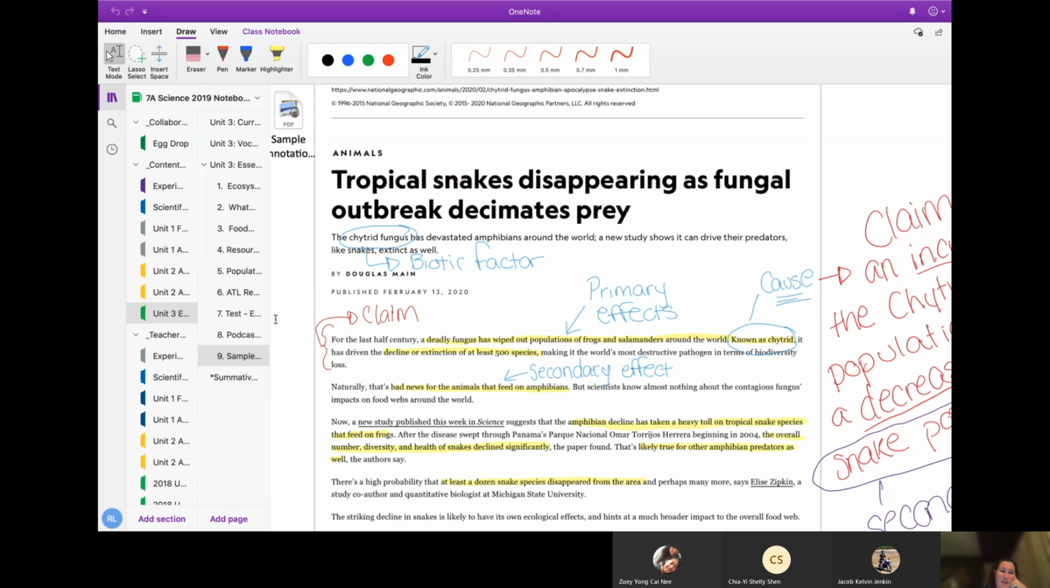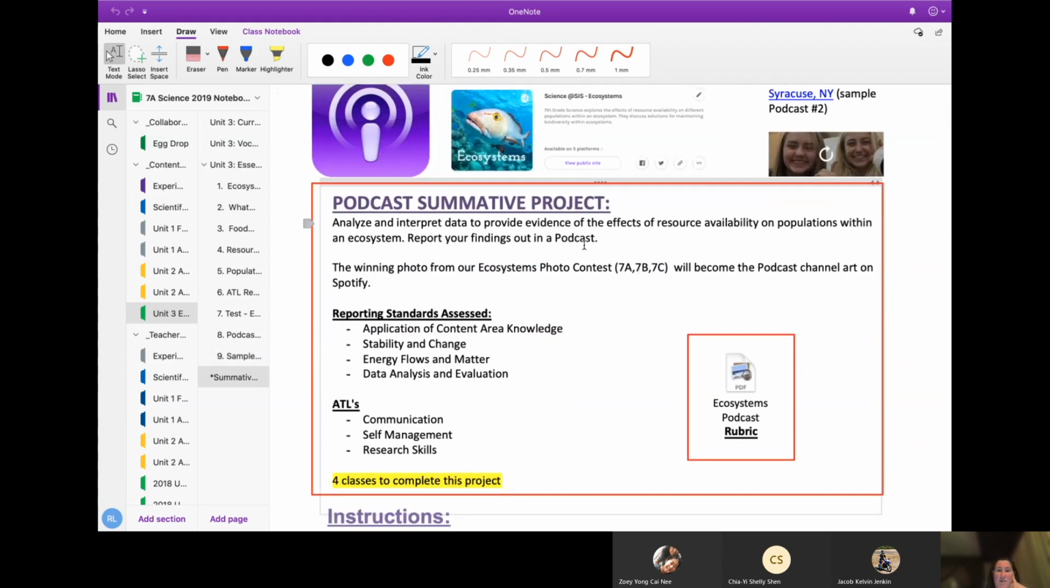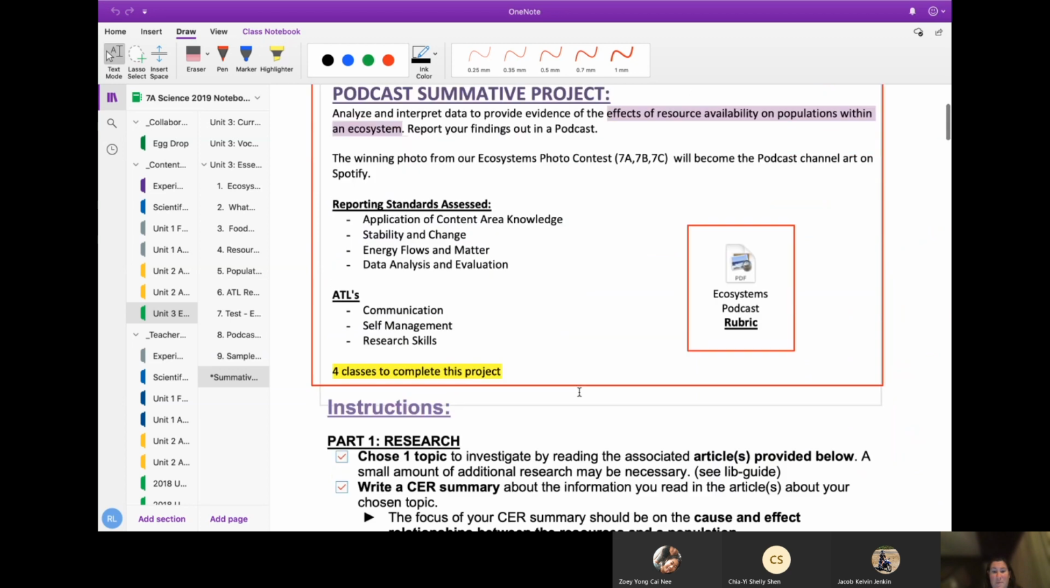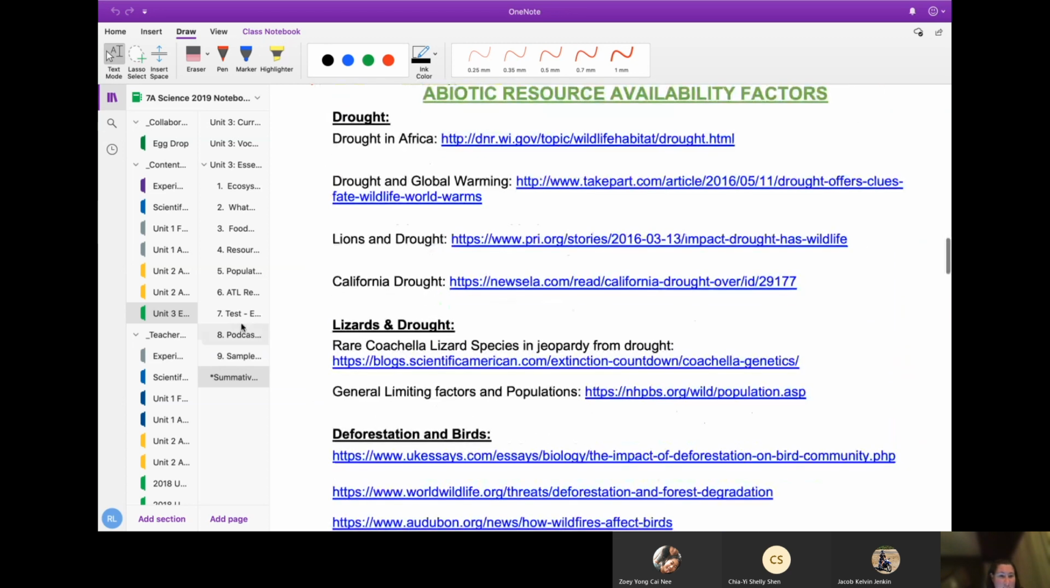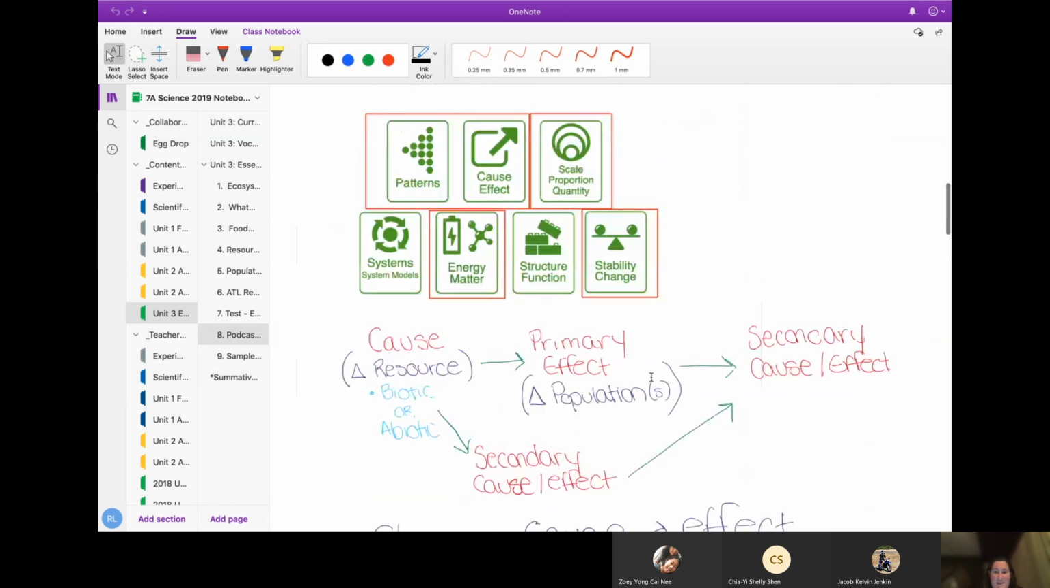But before you start making annotations, I suggest you go back to the summative page and just review what the focus of our podcast is, because that helps you know what things to circle or point out. And so our podcast really has to do with cause-effect relationships. And so you're looking to provide evidence, which is going to come from the article, of the effects of resource availability on a population within an ecosystem. I put that on this page. Kind of looks like this.